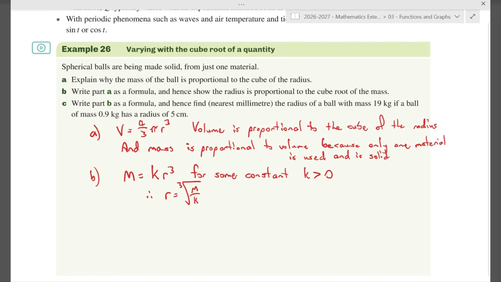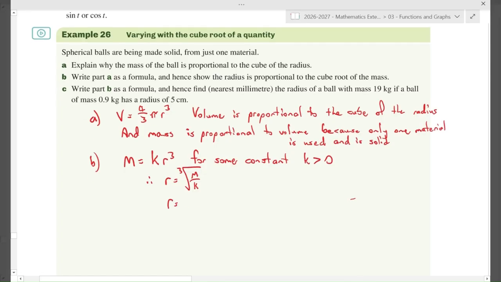However, I want it in the form of y equals kx, something like that. I just want this constant by itself. I want my variables to be not on that. So what I'm going to do is take this and go, okay, r equals cube root of 1 over k, well, that's a 1, times the cube root of m. Is everyone happy with what I've done?